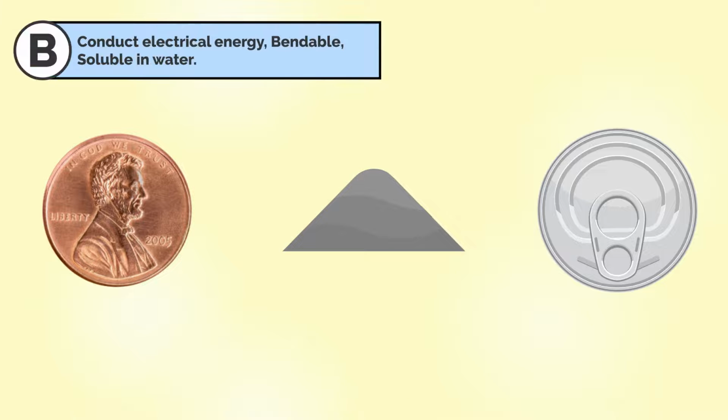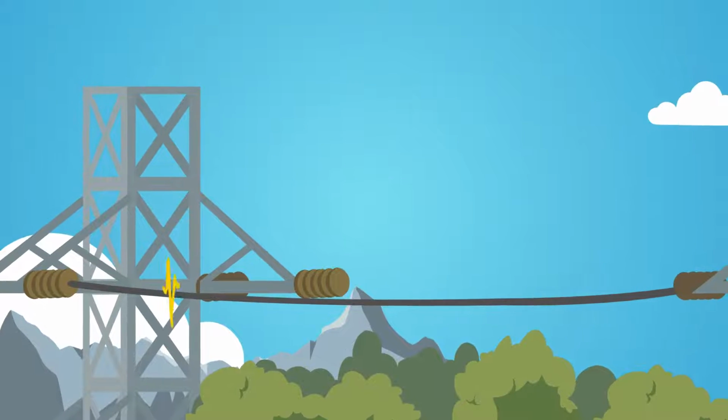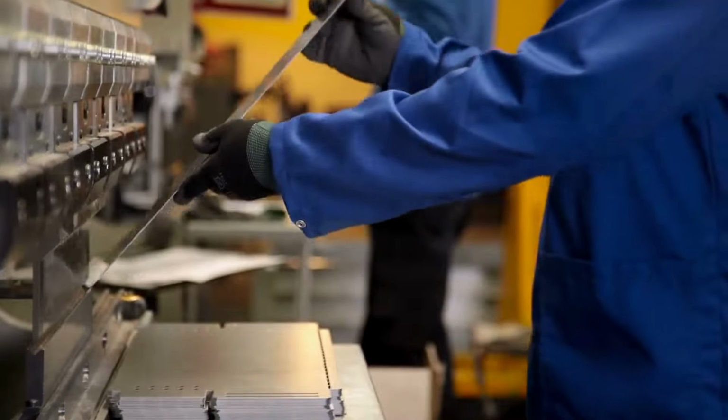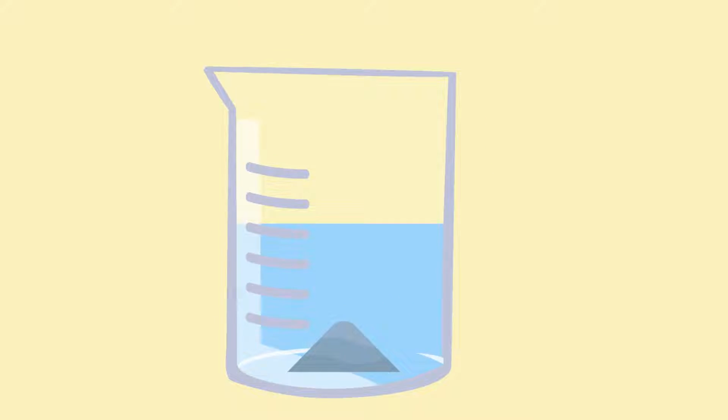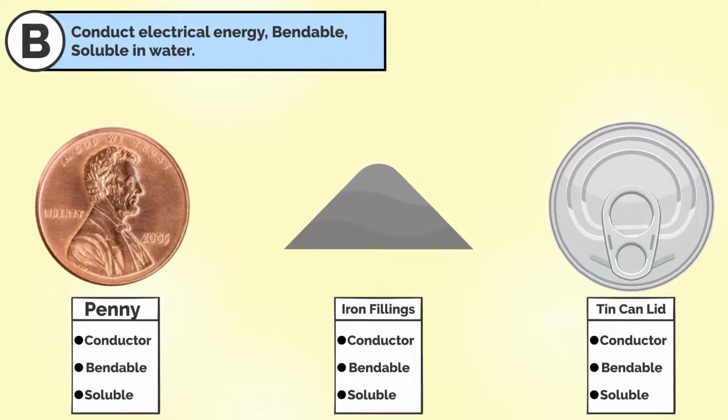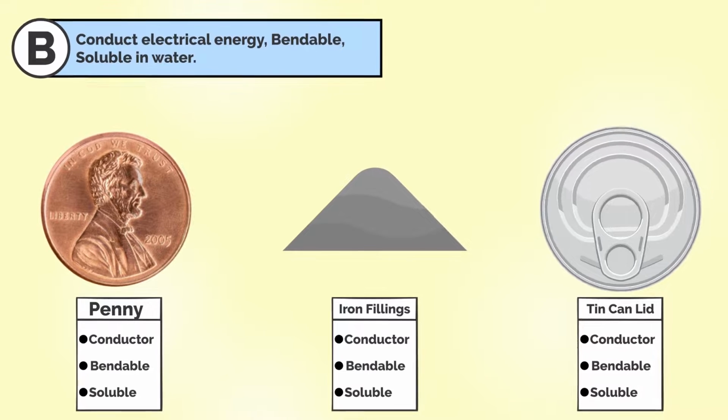Option B, conduct electrical energy, bendable, soluble in water. It's a known fact that metals conduct electricity, and many are bendable. But are metals typically soluble in water? If any of these properties do not apply to our three objects, this choice is out.